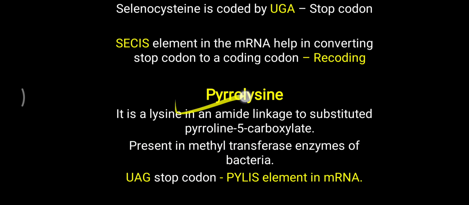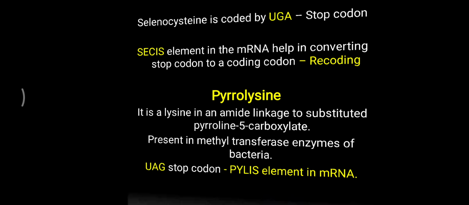For pyrrolysine formation, a PYLIS element is also needed in the mRNA, and that will convert the UAG stop codon into the coding codon of pyrrolysine. So that is called the recoding process. Sometimes it is asked how the recoding process works. Recoding means nothing but converting the stop codon into the coding codon, for selenocysteine and pyrrolysine. So that's all about the importance of selenocysteine and pyrrolysine in our body.